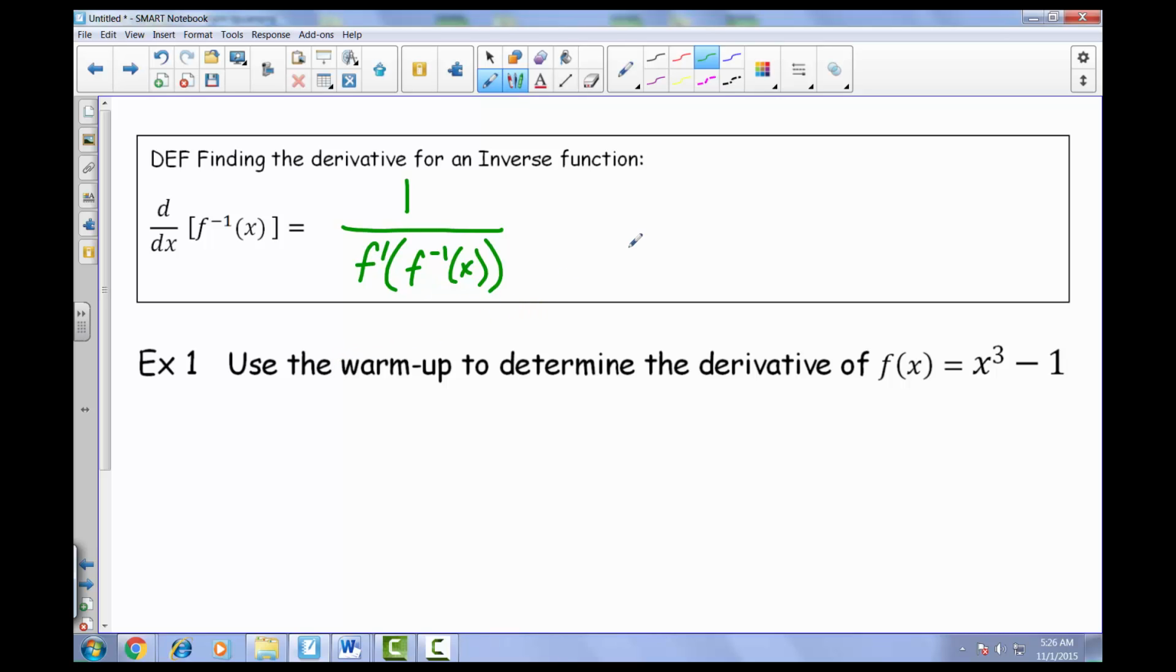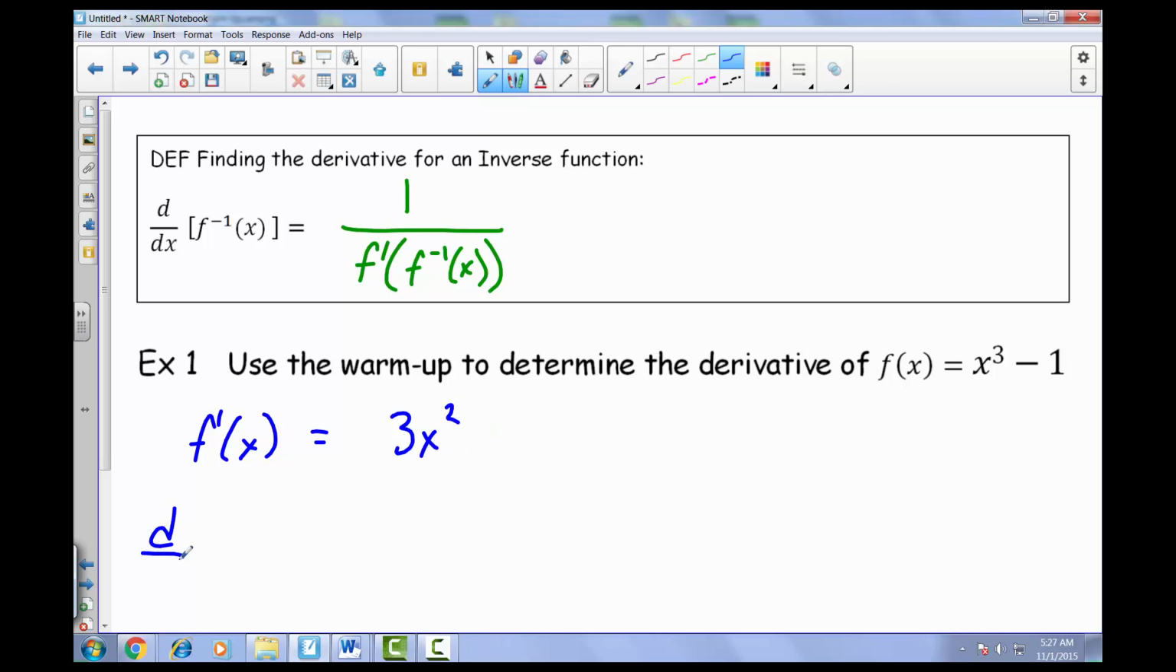So let's actually see this in action so it makes a little bit more sense with an actual example. When we're looking at example 1, we're asked to use the warm-up to determine the derivative for this function. And again, we're trying to figure out what is the derivative of the inverse. So f prime of x, because again we have to figure out according to the definition the derivative, that would come out to be 3x squared.